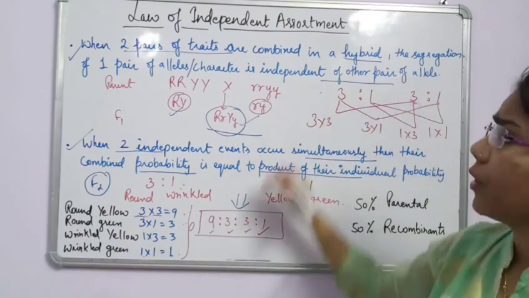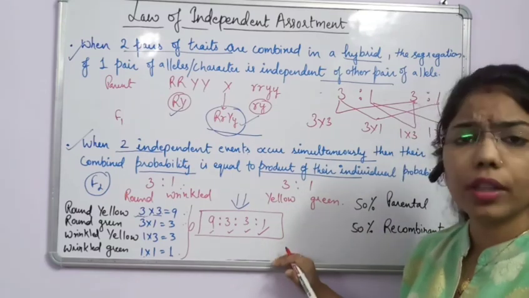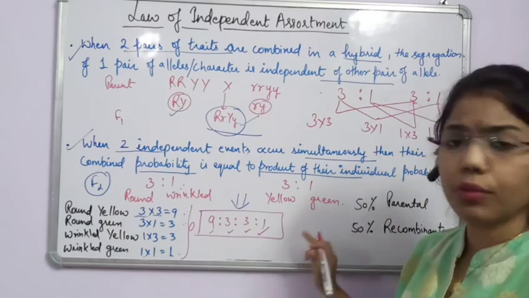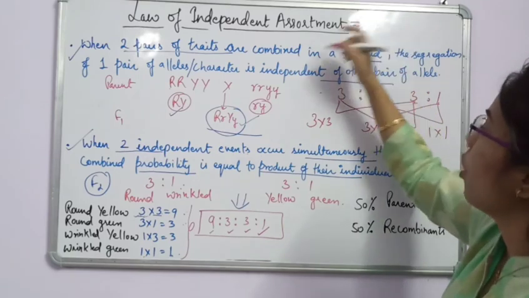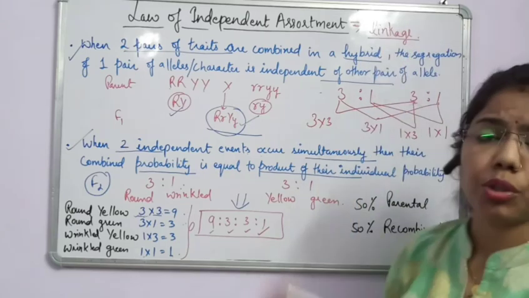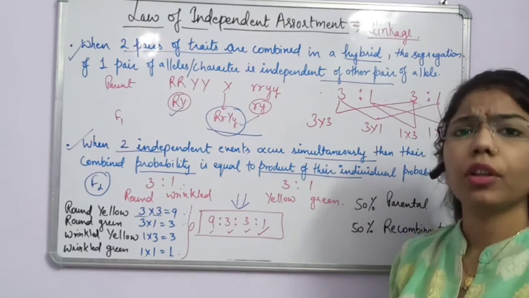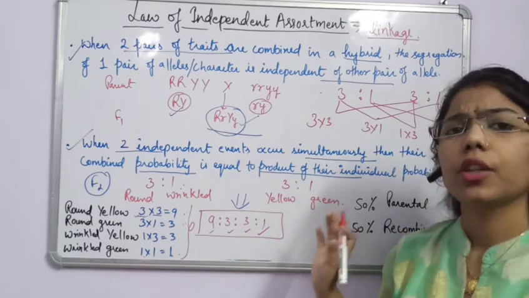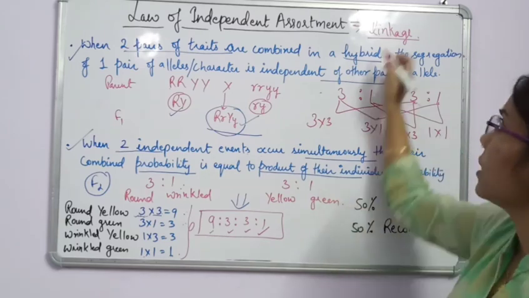Okay, so this is the law of independent assortment based on the dihybrid cross, and there is one possibility, or we can say one exception, which we have to memorize, and that is linkage. What is the exception to the law of independent assortment? Linkage. If I recall, the exception to the law of dominance was incomplete dominance. And if we talk about the law of segregation, there was no exception. That's why we said this is the universal one. But in the law of independent assortment, the exception is linkage.